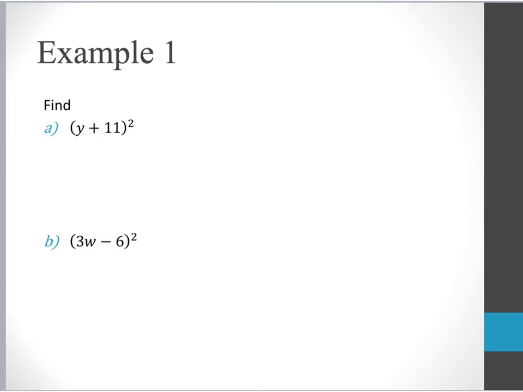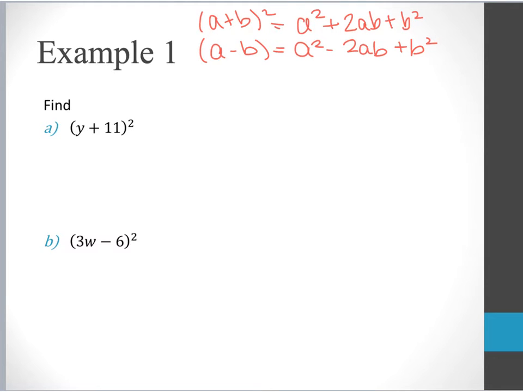So if you remember, and I'm just going to write this up here at the top, right here are the formulas that were just on the other page. So if I look at part A, I have y plus 11, and that whole quantity is being squared. So that's really going to look like this top scenario here. So in this case, if you want to just kind of list things out like it's written, my a term is really going to be my y. My b term is really 11.